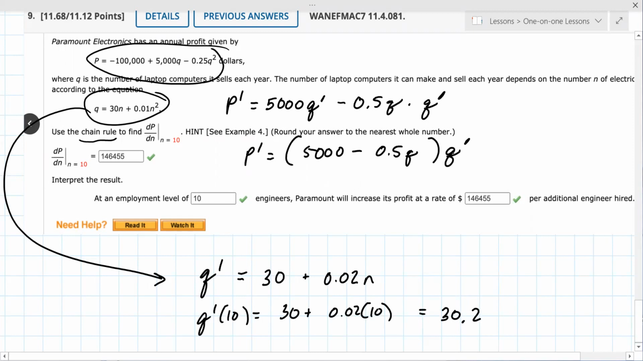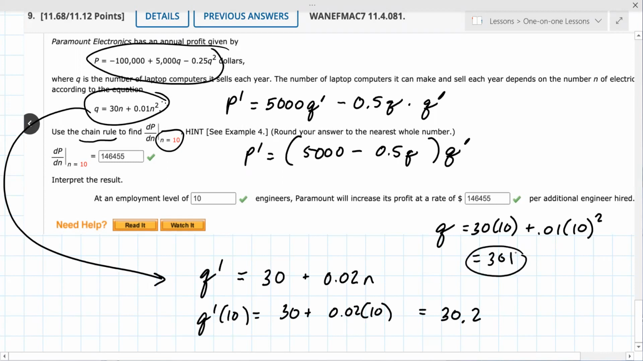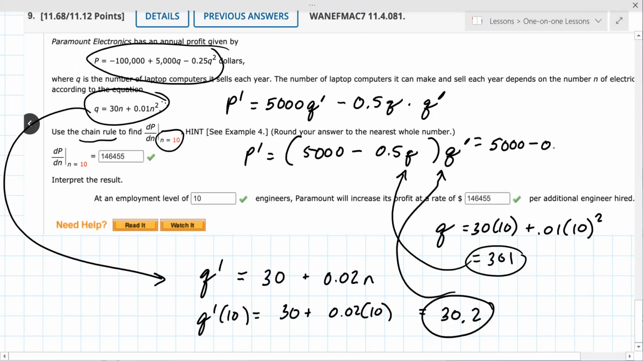Now we need q. Well, to get q, we have to use this value of 10 again, but we have to use it in this thing up here. It's 30 times 10 plus 0.01 times 10 squared. So this is 300, and that's 100 times 0.01. So this equals 301. So now we have the two values we need, because we need q. Q is going to go there, and then q prime is going to go there. So this equals 5,000 minus 0.5 times 301, and then q prime is 30.2, and that's how you got that there.